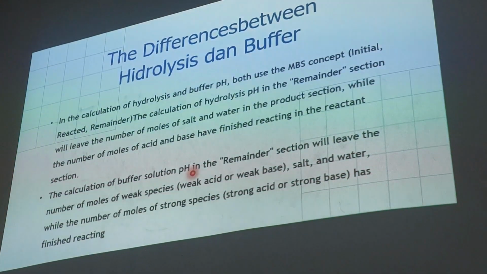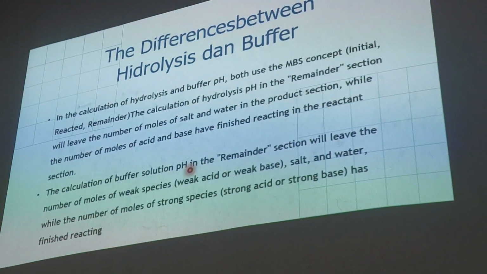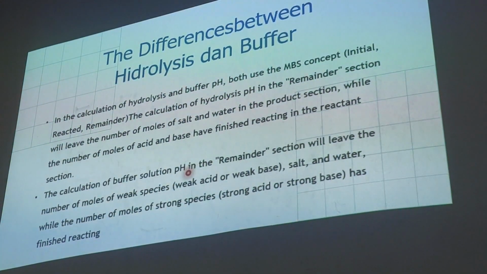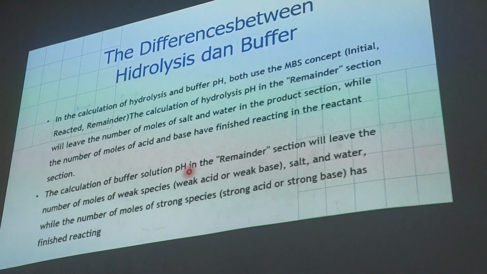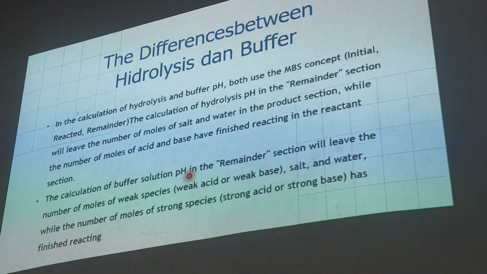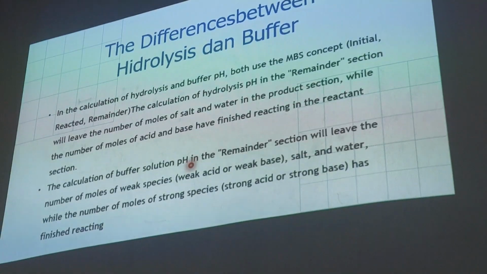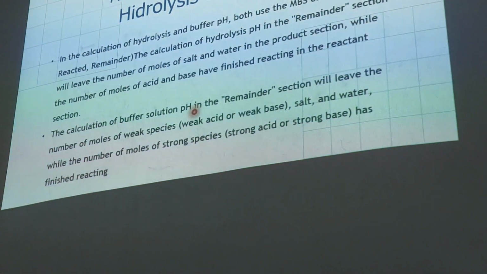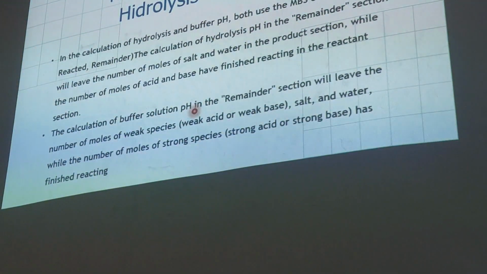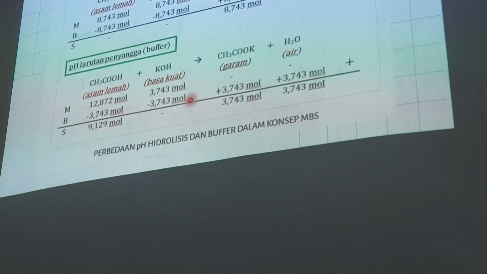The calculation of hydrolysis pH in the remainder section will leave the number of moles of salt and water in the product section, while the number of moles of acid and base have finished reacting in the reactant section. The calculation of buffer solution pH in the remainder section will leave the number of moles of the weak species, weak acid or weak base, it depends, salt and water, while the number of moles of the strong species, strong acid or strong base, has finished reacting. This is the example.